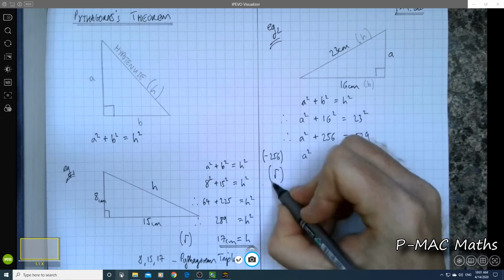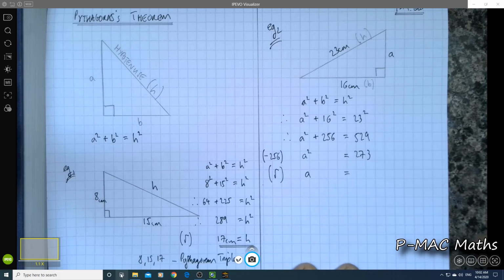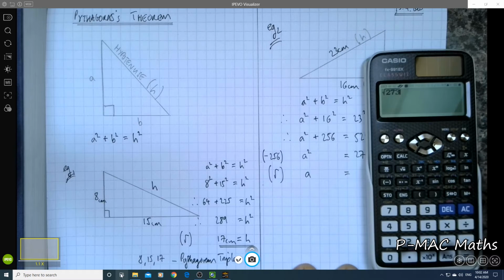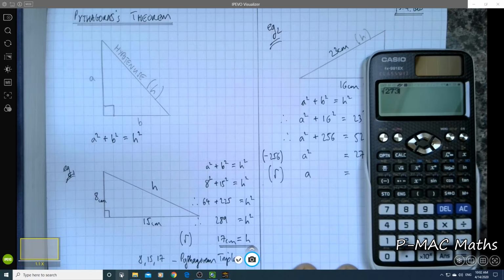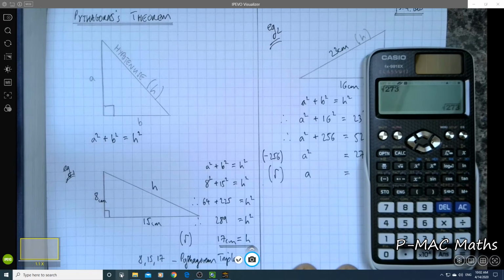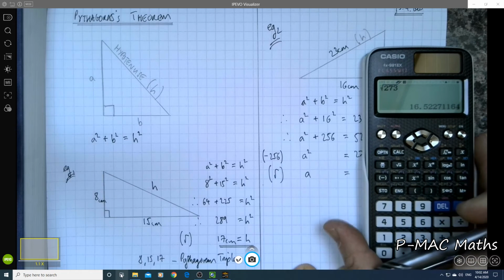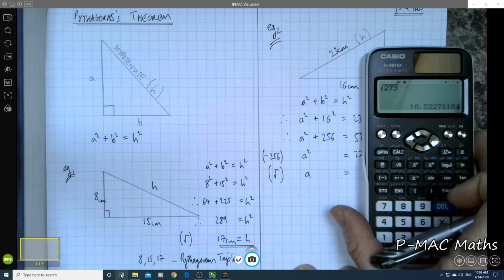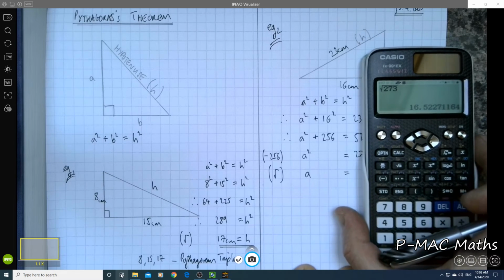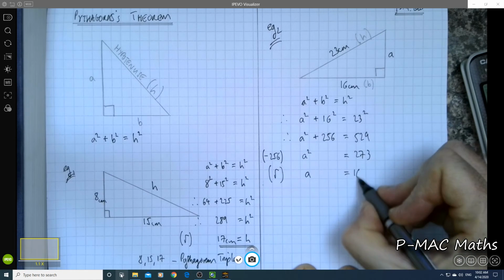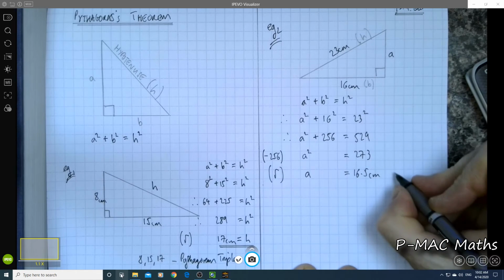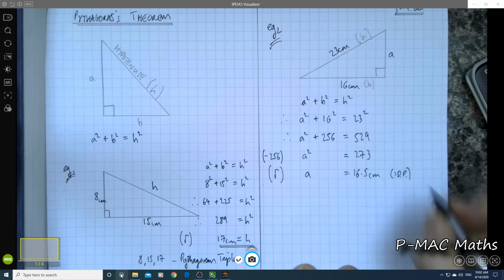Finally, we need to take the square root of both sides to get a. So we want the square root of 273. There we go. Let's type that in properly. Square root 273. Hope you can see that. And then if I press this S-D button here, that's going to give me a decimal readout. We'll go for one decimal place. So 16.52271164 to one decimal place will just be 16.5. 16.5 centimeters, one decimal place accuracy.